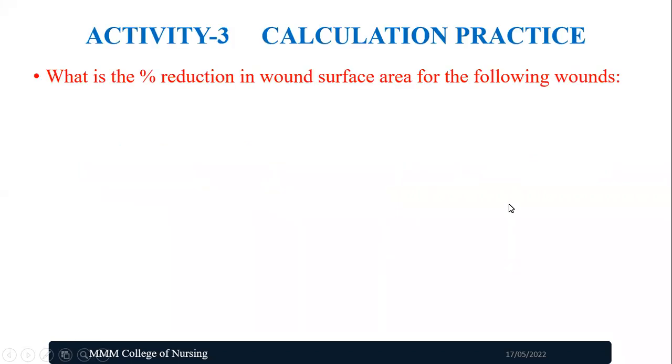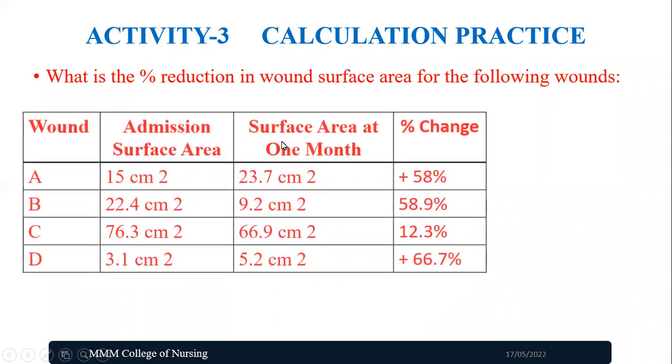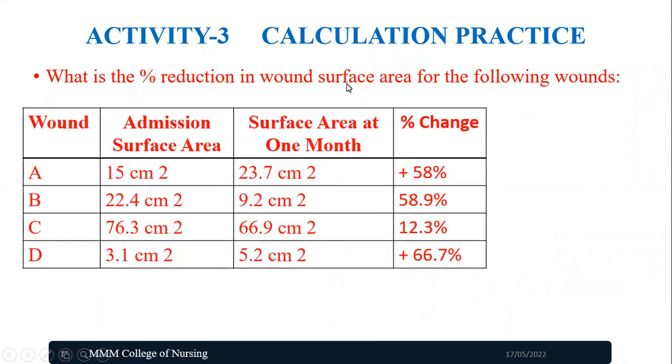So here are some examples. What is the reduction in wound surface area in the following wounds? Suppose in wound A at admission, the patient has 15 centimeters square, whereas 1 month later the patient has 23.7 centimeters square, so there is a change of plus 58%. Like that, if you calculate the change in the size of the wound at admission time and 1 month later, we can see these changes. These are some of the examples.